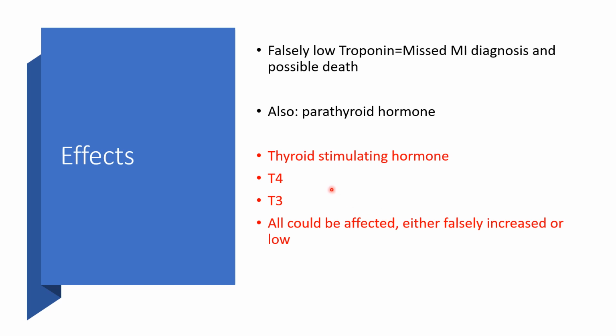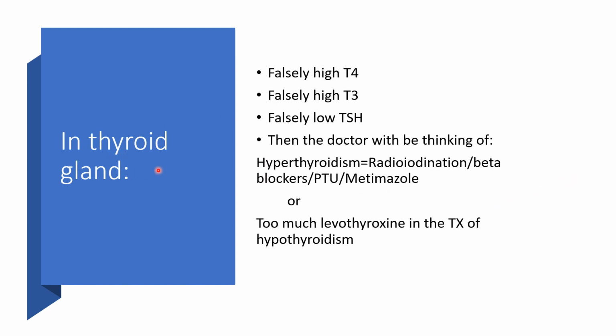Did you see that? We've been saying accurate diagnosis, accurate treatment, patient is fine, patient will be going back to work. But because of one multivitamin or B complex containing biotin, we're going to get wrong values of TSH, T4, T3, and then we're in trouble. In the thyroid gland, falsely high T4 is possible, falsely high T3, falsely low TSH. So it will be giving us a picture of hyperthyroidism when we are actually dealing with hypothyroidism.